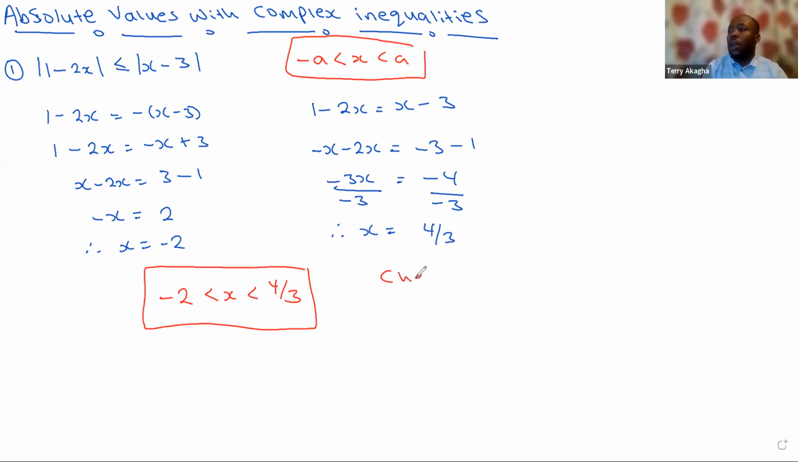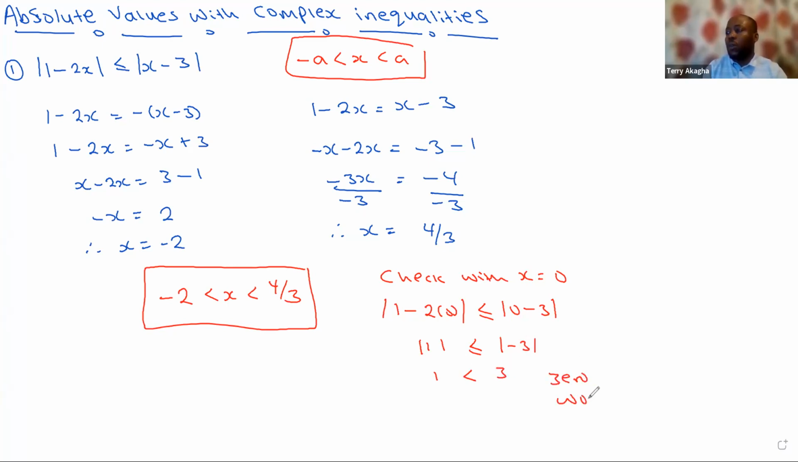So you can now check with x equal to 0. So it's going to be |1 - 2(0)|. So basically where you see x, you put 0. Less than or equal to |0 - 3|. And this will give you 1 is less than or equal to the absolute value of negative 3, right? So 1 is less than the absolute value of negative 3, which gives you 3. So that means 0 works, okay? Since 1 is less than 3.